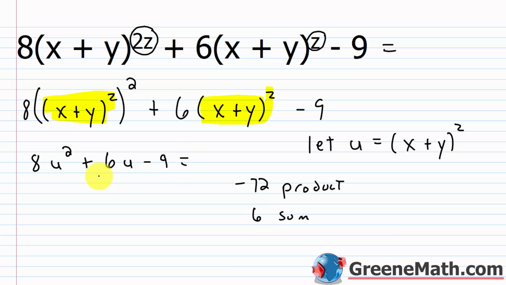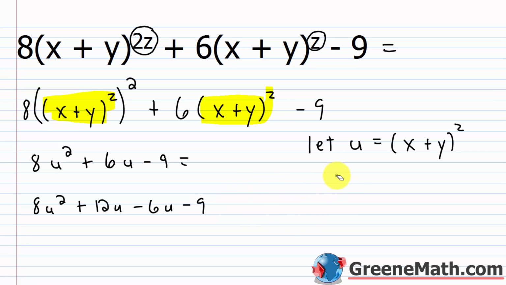So I'm going to use that to rewrite this: 8u squared plus 12u minus 6u minus 9. Okay, so I can erase this. I don't need any information anymore. And now I'm just going to factor using grouping.